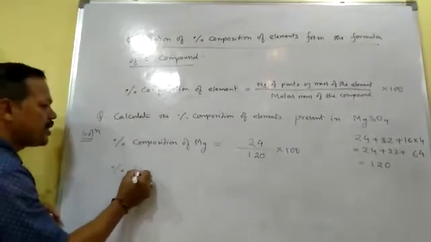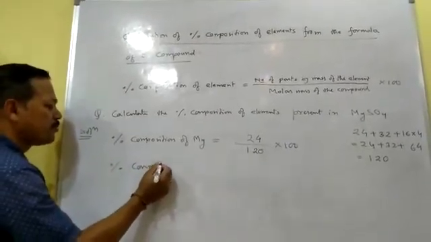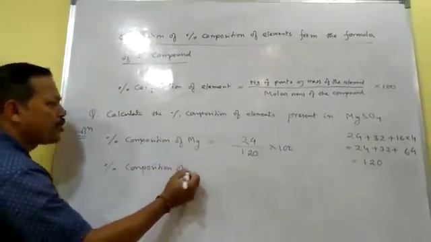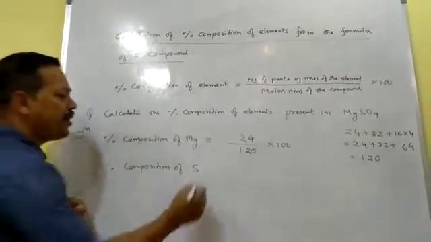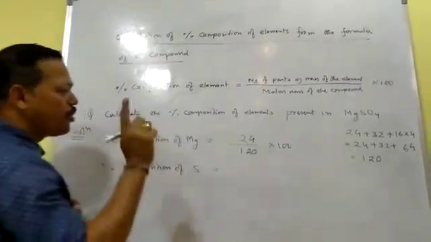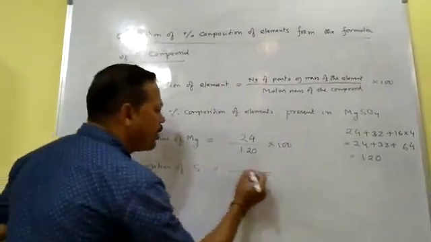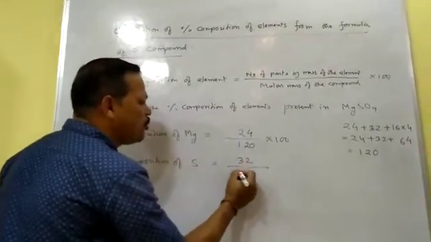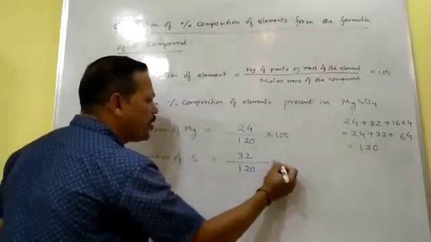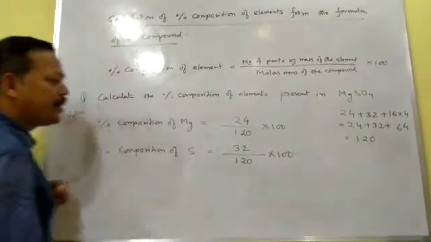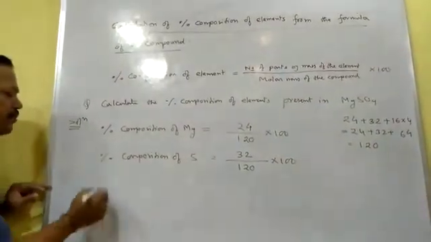Similarly, percentage composition of sulfur in magnesium sulfate. In MgSO4 only one sulfur present, that's why mass of sulfur is 32, molar mass of the compound is 120, whole thing multiplied by 100. You will get the percentage of sulfur.